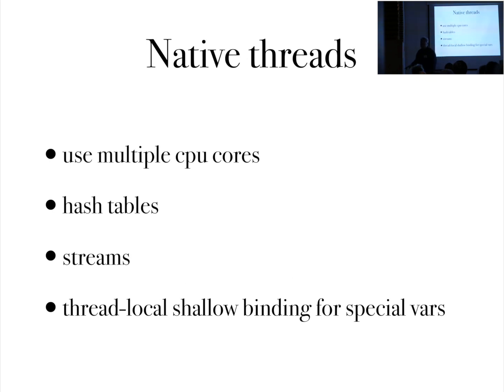We have native threads in CCL. This isn't even very interesting. I mean, this is like table stakes for a general purpose Lisp implementation. Some funny things happen because Lisp wasn't designed with multiple threads in mind. So for instance, one thing is with hash tables, what happens when you're accessing a hash table from multiple threads, right? Do you have to do some synchronization somehow or what?